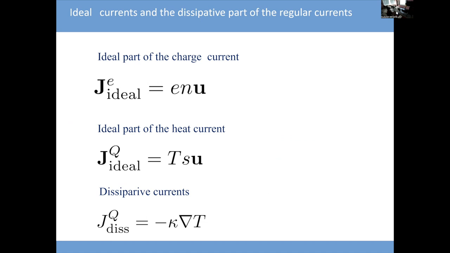Okay. So what are the ideal parts? The ideal part is very simple to understand. So we have a boost velocity u, and rho is the density of the fluid. The ideal part of the fluid is the density times the boost velocity. If you have boost velocity u and the entropy density s, that's the ideal contribution to the heat current. What is the dissipative current? It is a small correction to the heat current, which is called heat conductivity times the gradient of the temperature. So it's a small gradient correction that is responsible for dissipative processes in the problem, such as heat conductivity, viscosity, and so on.